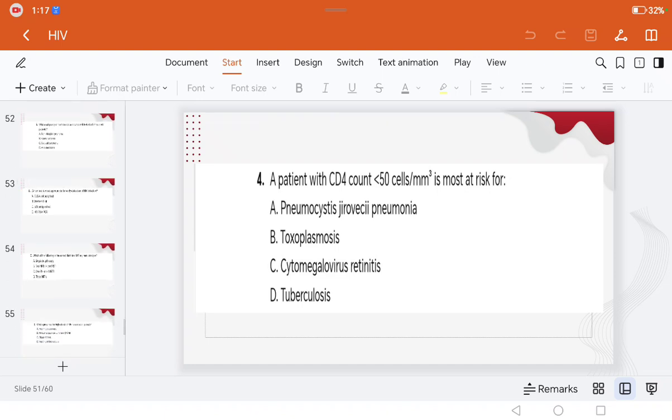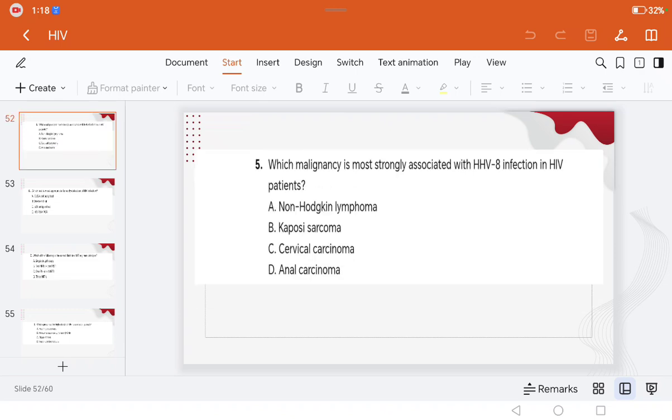Number four, a patient with CD4 count less than 50 cells is most at risk for A. Pneumocystis pneumonia, B. Toxoplasmosis, C. Cytomegalovirus, and D. Tuberculosis. So the right answer is C. At CD4 less than 50, he is at increased risk of cytomegalovirus retinitis. Number five, which malignancy is most strongly associated with HHV8 infection in HIV patients? A. Non-Hodgkin lymphoma, B. Kaposi sarcoma, C. Cervical carcinoma, or D. Anal carcinoma. So the answer is B.